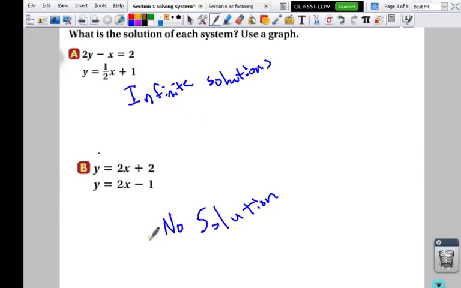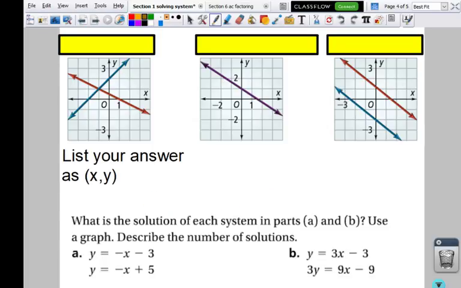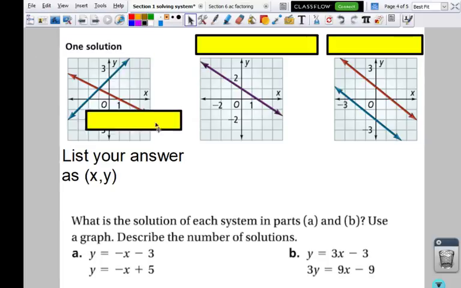Okay. So we've talked about basically the three situations we're going to get. We're going to start off getting an x comma y. So that's if I have a solution. I could have infinite or I could have no solution. So keep that in mind when you graph these. If they cross once, you're going to have one solution. And when you have one solution, you're going to list x comma y.